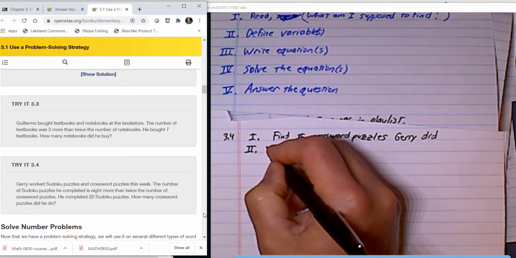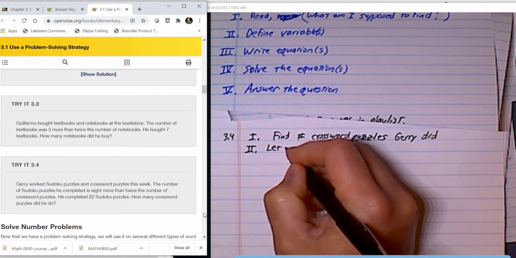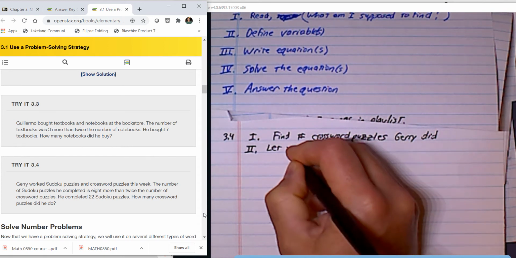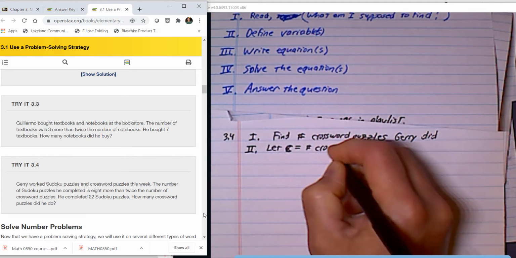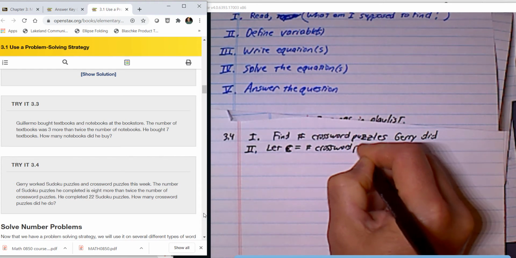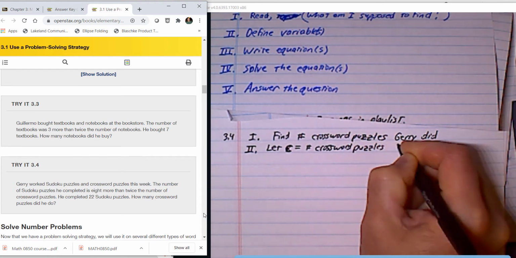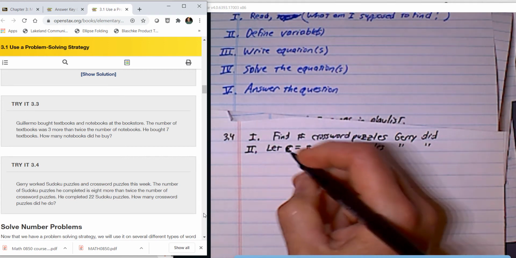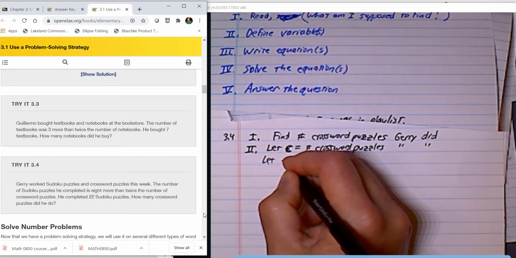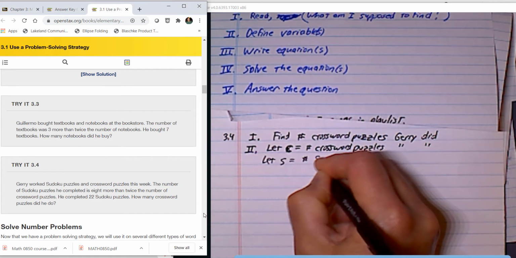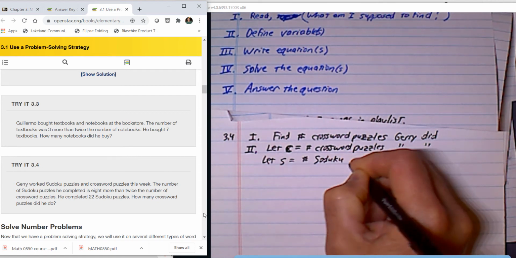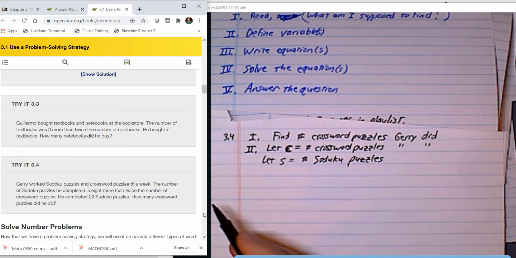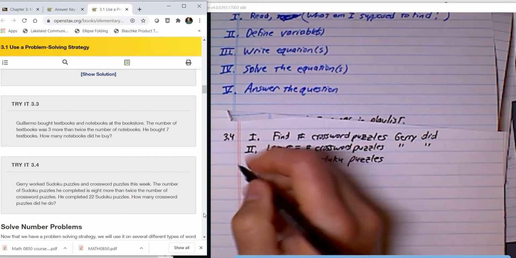Well, since I don't know how many crossword puzzles Jerry did, I'm going to say let X represent the number of crossword. You know what? Maybe I'll use C for the number of crossword puzzles that Jerry did. And if you wanted to use 2 variables, maybe you would say let S equal the number of Sudoku puzzles. This might be overkill for now. I think this problem ends up being pretty easy as I was looking over at it. But this is the kind of thing you can do.